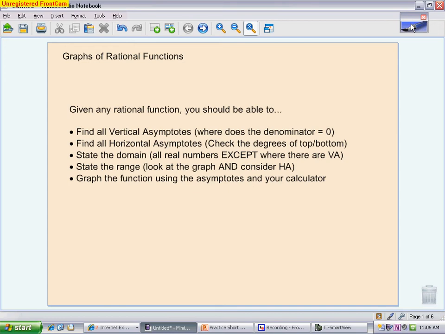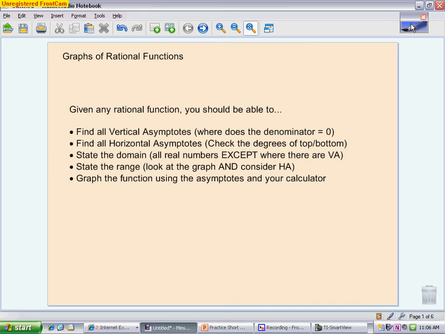You should be able to state the domain. The domain would be the numbers except for where there's a vertical asymptote. You should be able to state the range, which is a lot of times a little more complicated because you have to think about the horizontal asymptotes, but you also have to look at the picture because some of the graphs aren't as obvious as they may seem. And then finally, putting all that information together, you should be able to draw a graph.